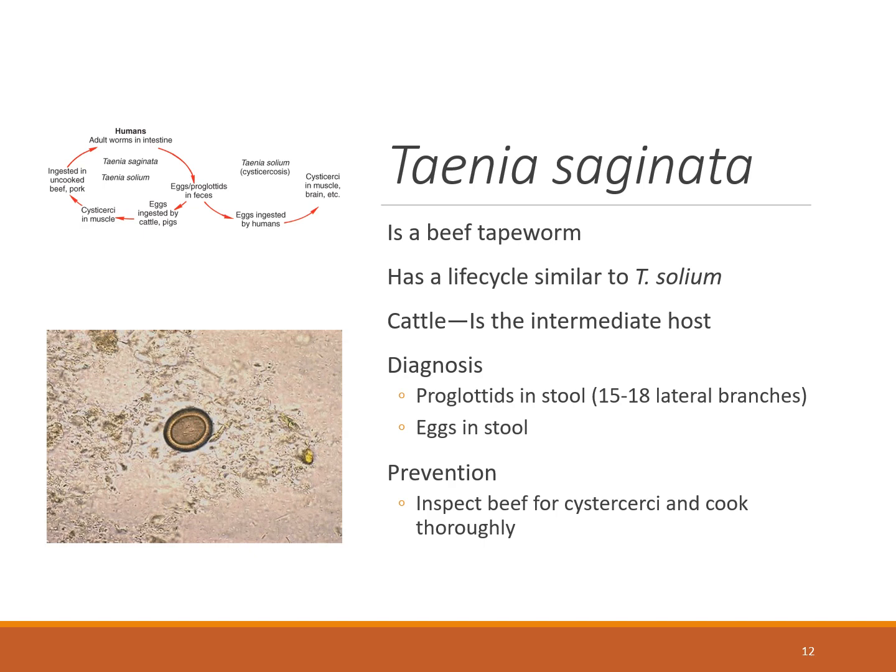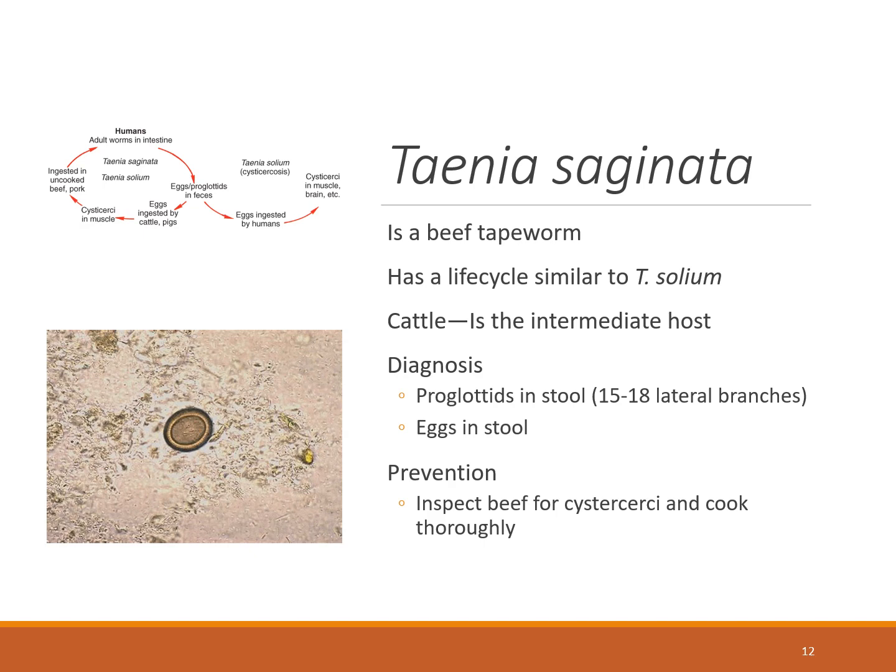Taenia saginata is the beef tapeworm. So the life cycle as far as it goes is very similar to the previous organism. Cattle is the intermediate host. You can look for those proglottids in the stool sample as well as those eggs. And you can see that egg is very similar in appearance to the previous. And of course, prevention would be making sure that you don't have any of those cysts in that beef and to cook it very thoroughly.